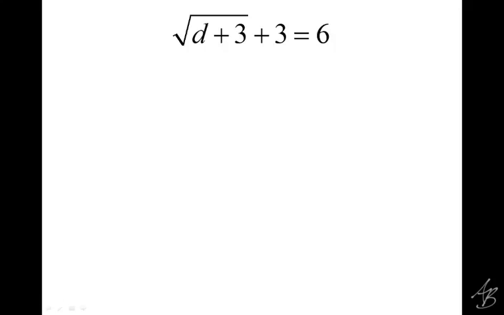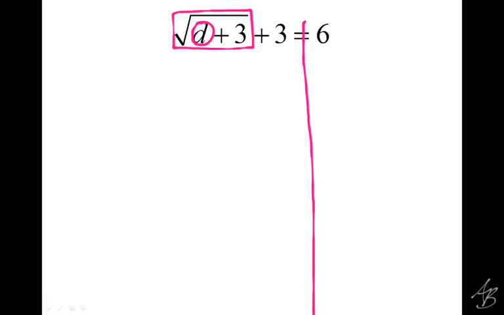Alright, last problem. We want to get this d by itself. This is pretty similar to the second one we did. So we have a square root. We want to get that d by itself. We can't get rid of the square root until the square root's by itself. Notice that when I'm putting the box around it here, I'm putting it around this +3, but not this one, because this one is outside the square root. Anything that's outside the square root should not be in this box here.